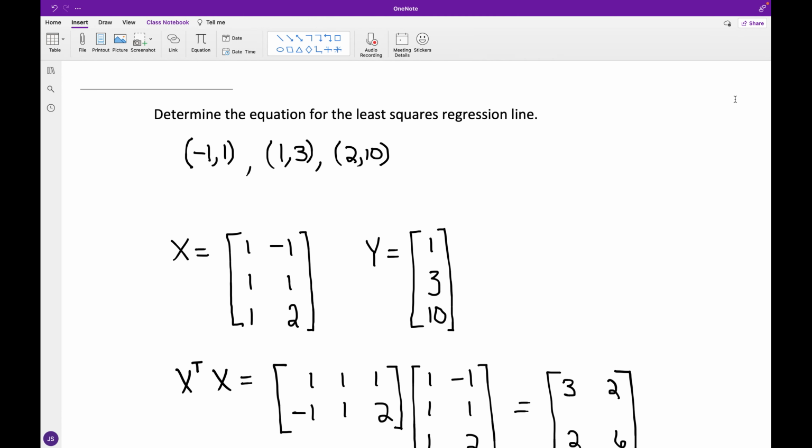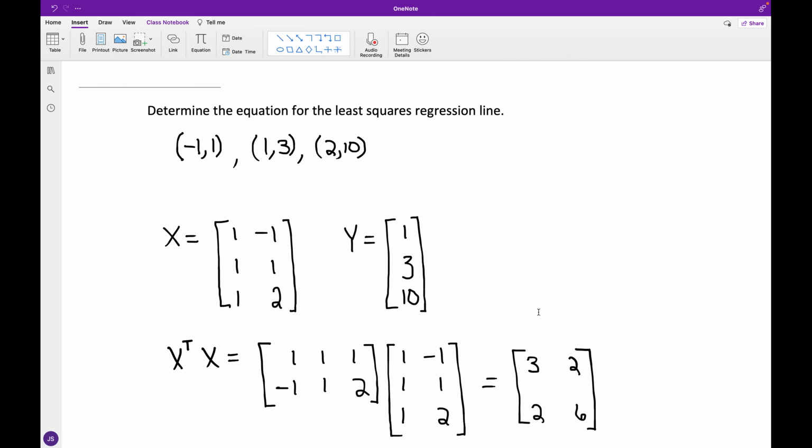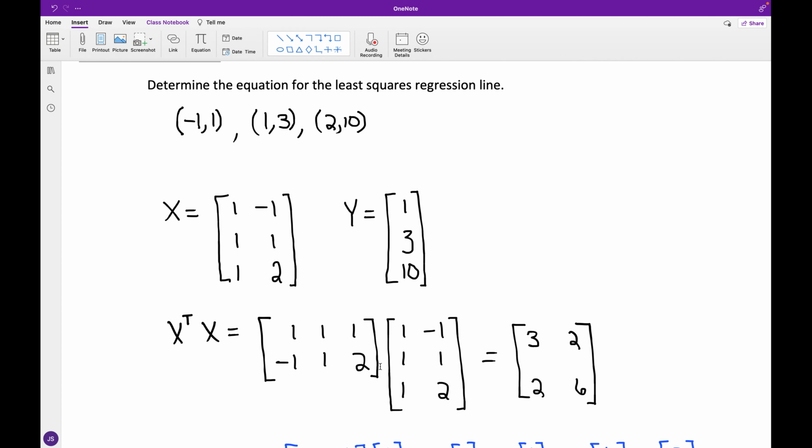Okay, so for a little bit of history repeating, to determine the equation for the least squares regression line, this time we're going to be using matrices. For matrix X, I'm going to have the first column consist solely of the value 1, and in the second column, I'm just going to input the x coordinates, which are -1, 1, and 2. And for y, I have the y coordinates, 1, 3, and 10. Now, setting things up, I'm going to take the transpose of X times X itself. The transpose, again, has 1, 1, 1 at the top, and then we have -1, 1, 2 on the bottom.